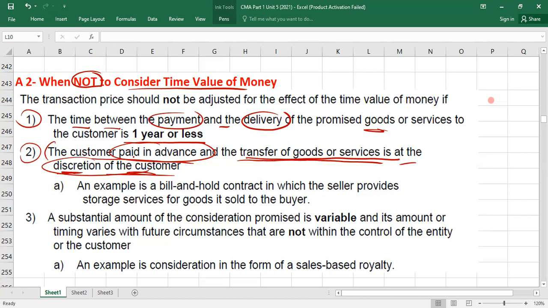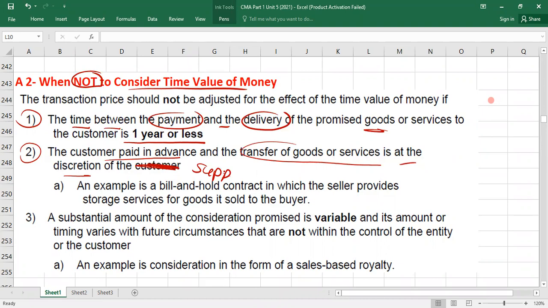Still, you don't need to consider time value of money. Understood? Clear? Regardless of the duration, if payment is done and the delivery of the item is at the choice, the discretion, of the customer, we do not need to consider time value of money. Can I say here in a question: customers paid in advance and the transfer of goods or services is at the choice of the supplier.